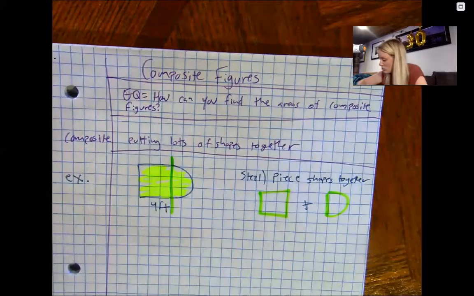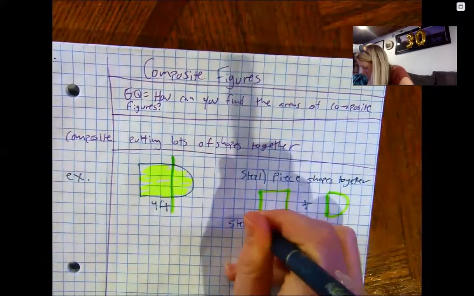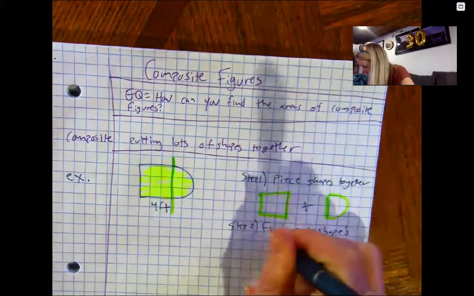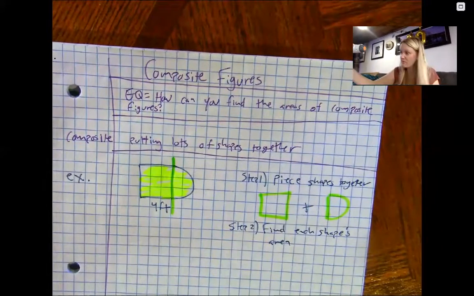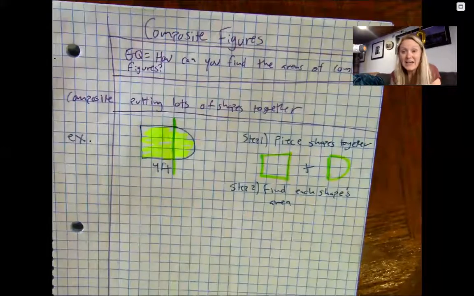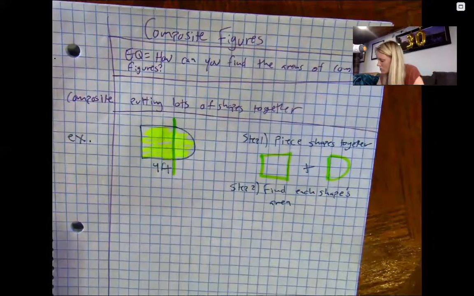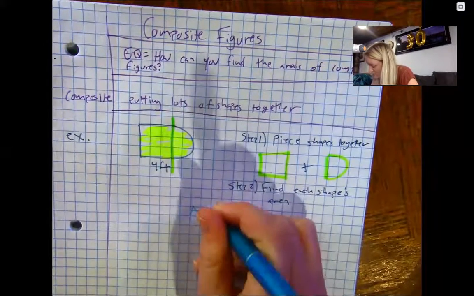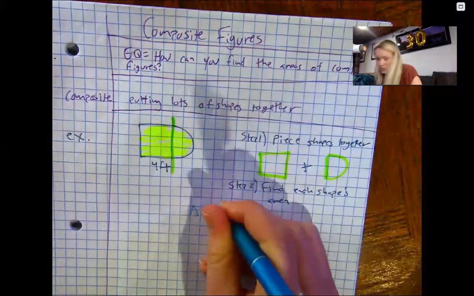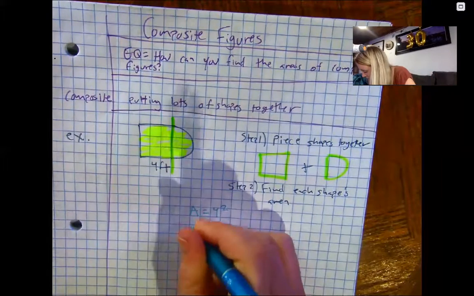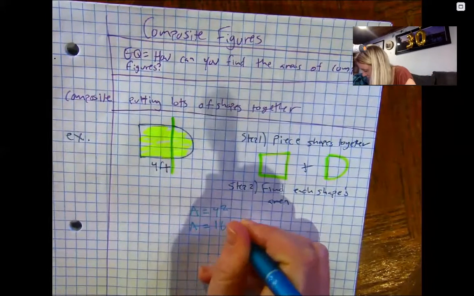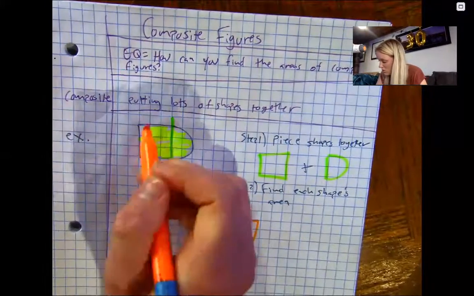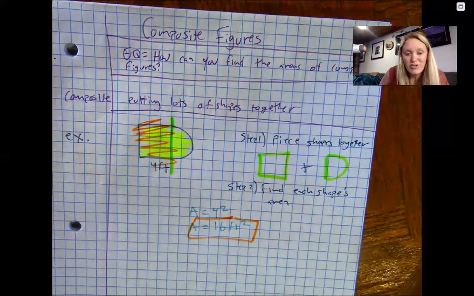Okay. Now step 2 is find the areas. Step 2, find each shape's area. Okay. So in this case, I need to find the area of the square, and then I need to find the area of the half circle. So we know that the area of a square is the length squared. So that's going to be 4 squared. 4 times 4 is 16. So that area is 16 feet squared. I already found one of the areas. So I already know the orange. Okay. I know that that is 16 feet squared.